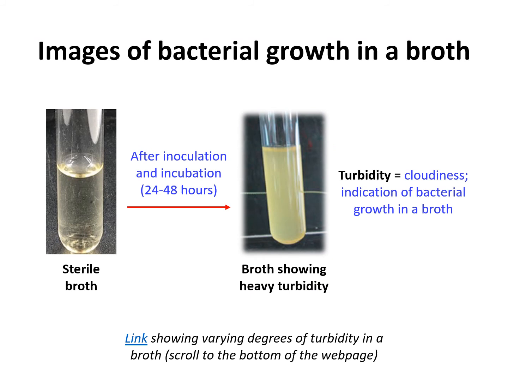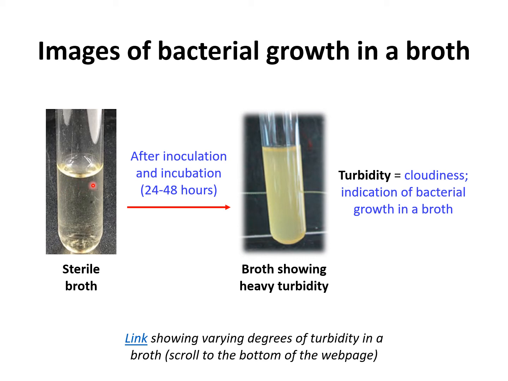Okay, now let's take a look at a bunch of images of some bacterial growths that you can get in a broth. When you have a sterile broth, meaning you don't have any growth in that broth, it's going to look something like this, and it's going to look clear. The light is going to be able to shine through your broth, and that means you have absolutely no growth in it.